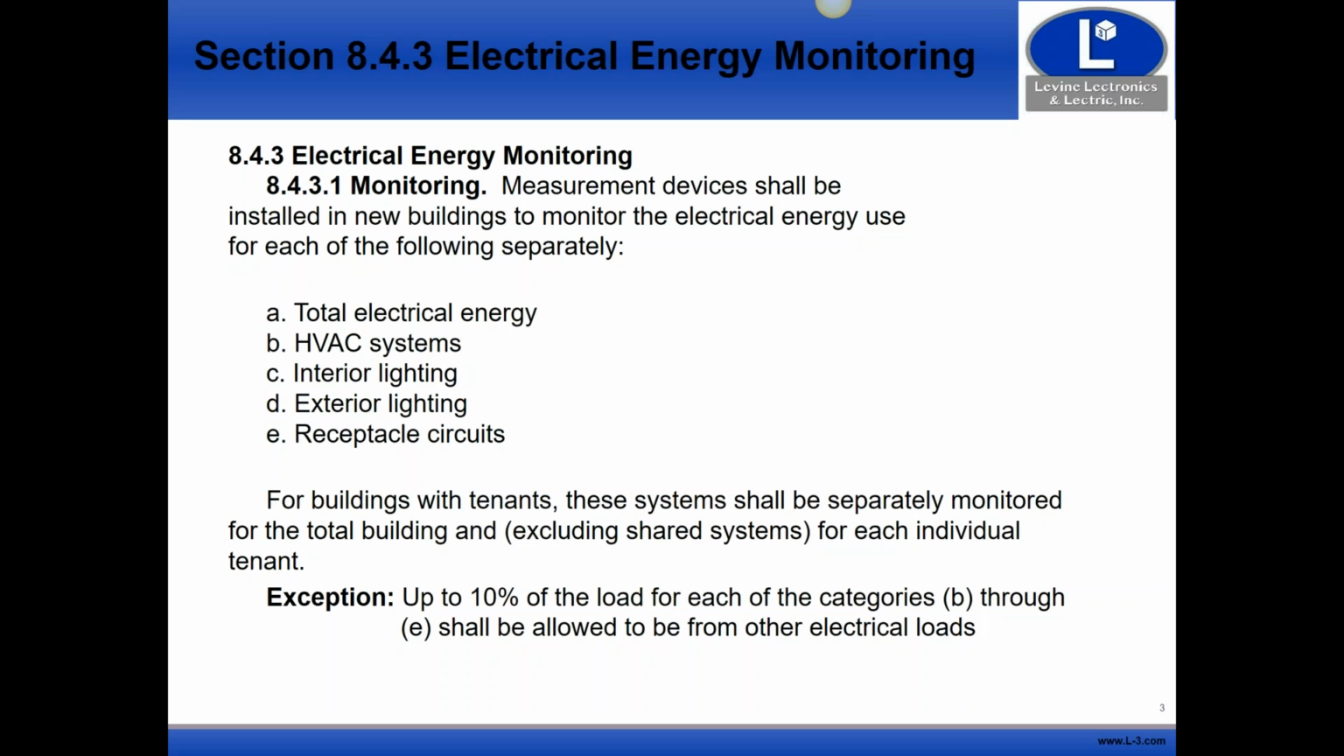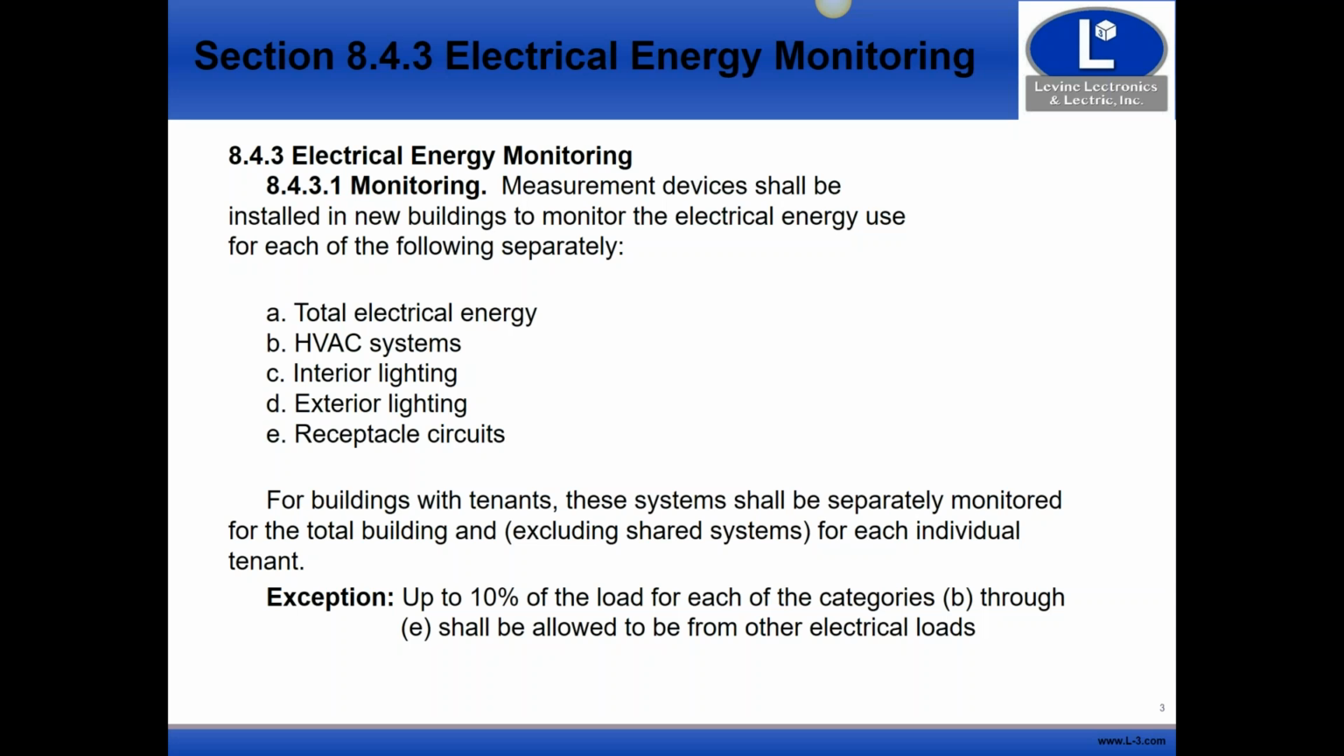For buildings with tenants, systems shall be separately monitored for the total building, excluding shared systems, and for each individual tenant. The requirement applies to buildings larger than 25,000 square feet. And for multi-tenant facilities, I believe if it's less than 10,000 square feet of common space, you're exempt. We'll hit the exemptions here in a second.